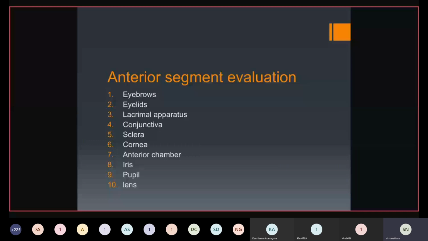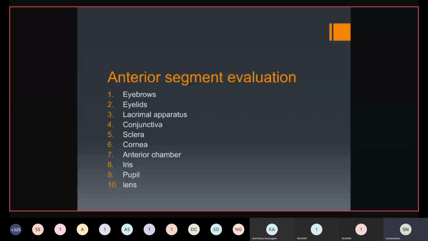And next is anterior segment evaluation. I think this was taught to you very recently, how to go about the examination. You have to see if there's any pathology, if there's any foci of infection in all these ocular structures. If any infection is present, please treat that first and then plan a cataract surgery. Otherwise, we could end up with a dreadful complication called endophthalmitis.